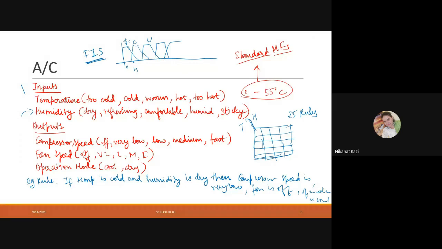The membership value. What is the membership value of 13 in very cold? What is the membership value of 13 in cold? It will be different, right? So that is the degree of firing of the rule.